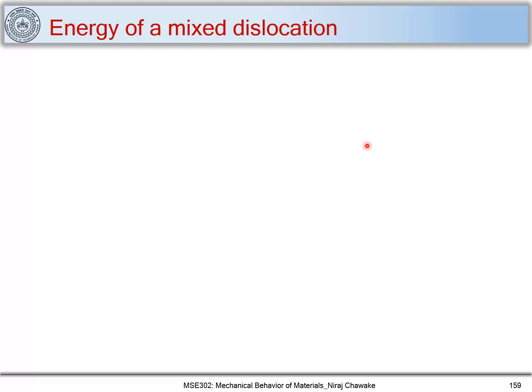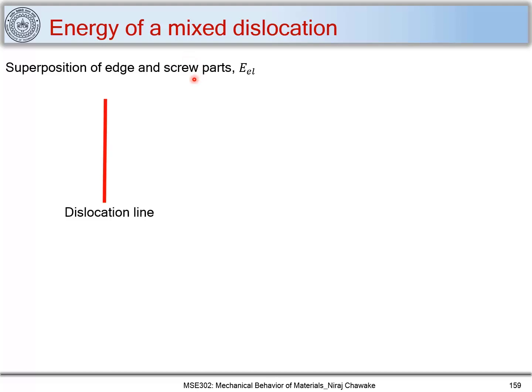Till now we have seen how to find out strain energy or elastic strain energy for a screw dislocation and an edge dislocation. Now we'll be looking at how to find out elastic strain energy for a mixed dislocation. So for a mixed dislocation, what we do is we just do a superposition of elastic strain energy parts of edge and screw dislocation.